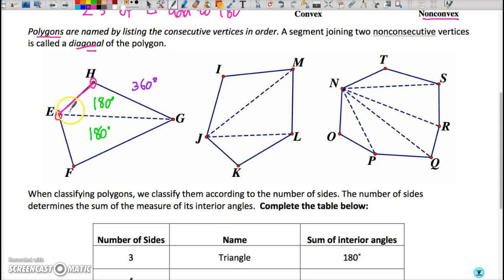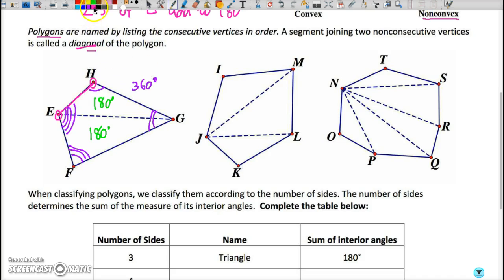Notice a couple of important things. First of all, diagonal EG does not necessarily bisect angle E or angle G. It's possible that it does, but that's not for sure. And the 360 total is angle H plus G plus F plus E, and none of those are necessarily equal to each other. So the sum of the interior angles of a quadrilateral is 360.